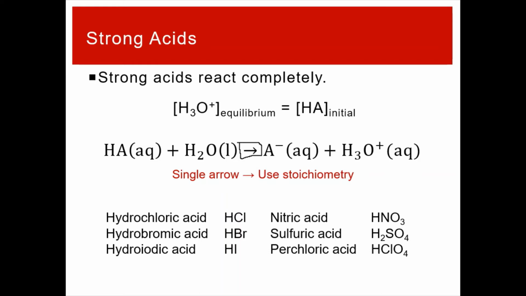Whatever acid molecules you start with, 1 mole of acid molecules produces exactly 1 mole of hydroniums when it dissolves. So you can use that stoichiometry. You don't need to worry about an ice table or anything like that.